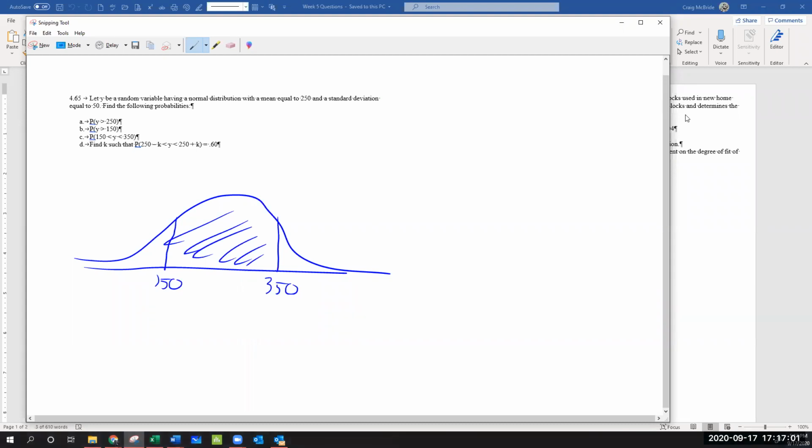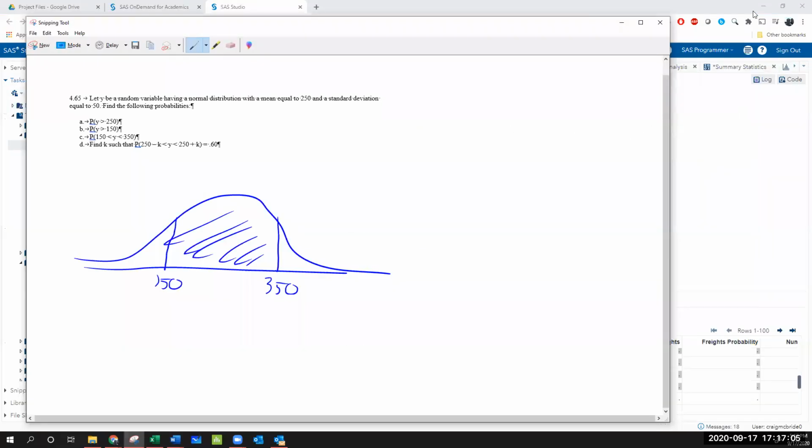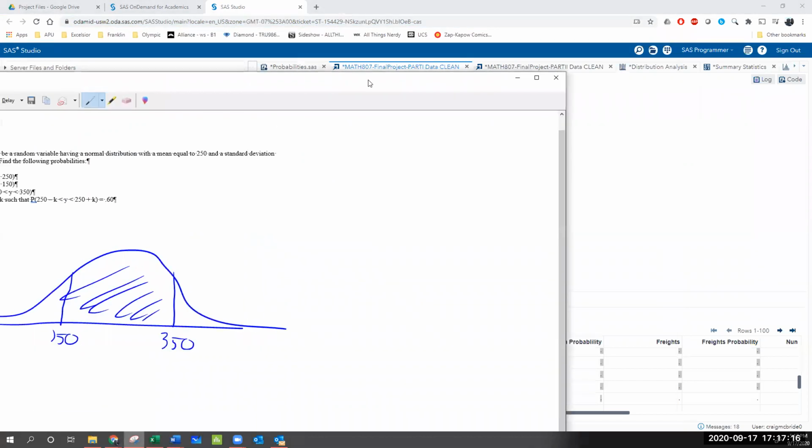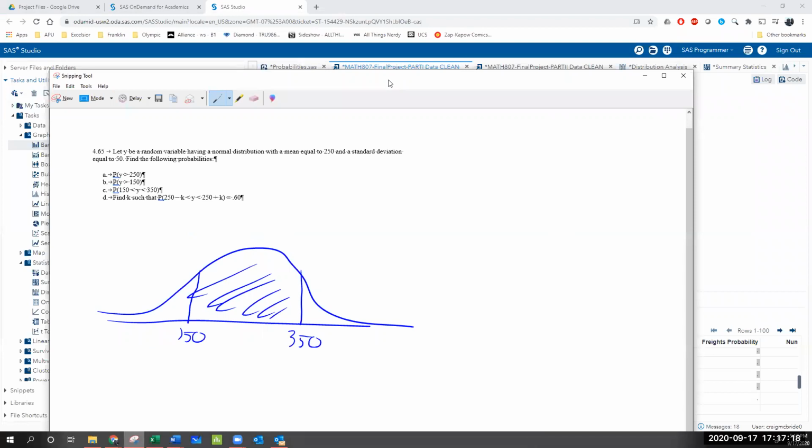SAS. Okay. So in SAS, we need to run two CDF functions, because basically what we have to do is run the CDF function for 350, which gives us all of this area, right? Everything below 350. Then we come back.